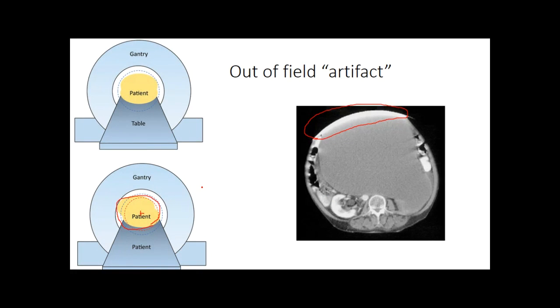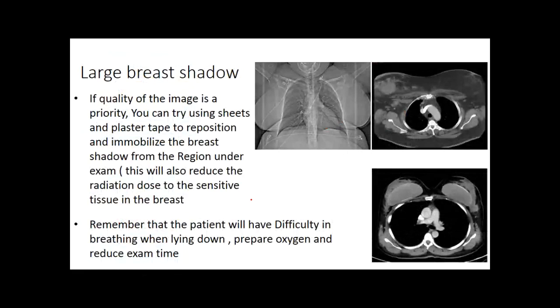The other difficulty with large patients is that you might tend to position them according to soft tissue. Try to avoid this. Try to position them according to the bony landmarks. Okay, this will give a better position, although it's not 100% foolproof. Large breast shadows. This is another challenge.